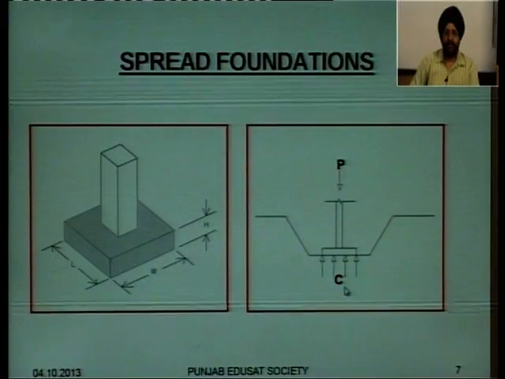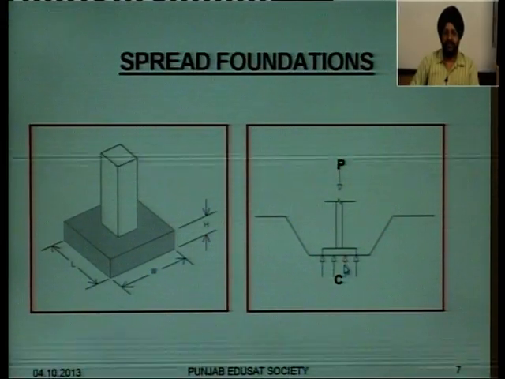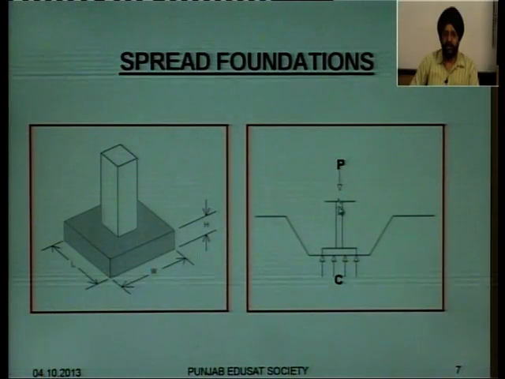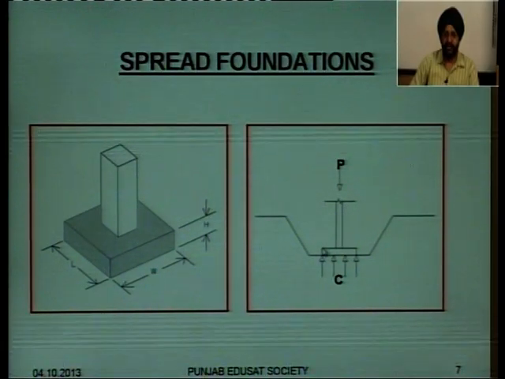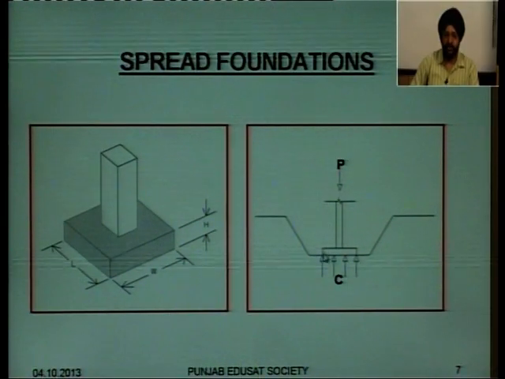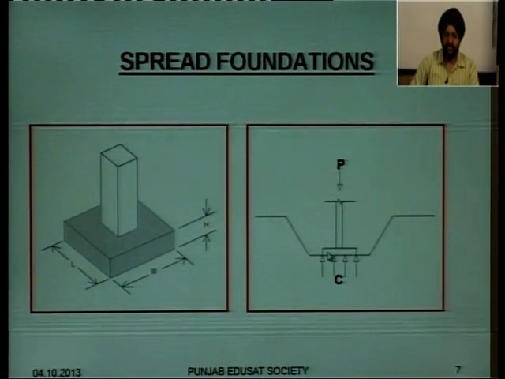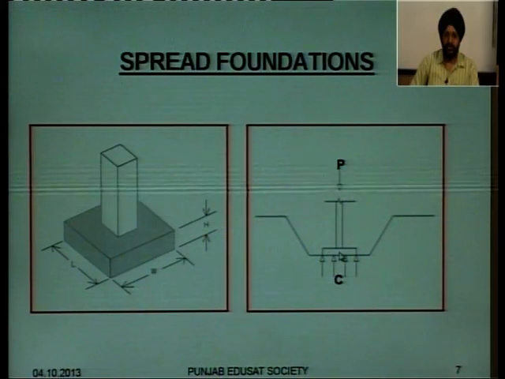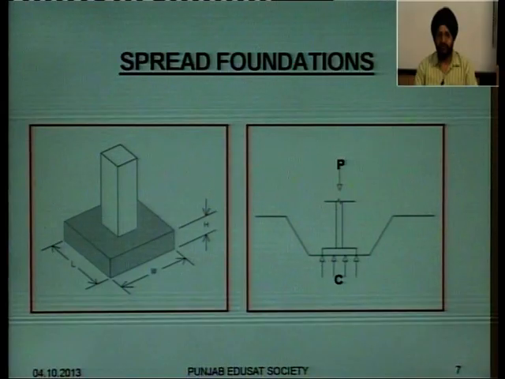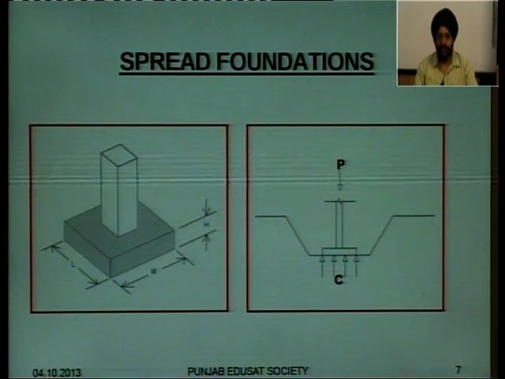In this particular diagram, this is the bearing capacity of the subsoil and this P is the load acting on this pier, so it is spread over a larger area. So this particular area is indicating the foundation part. You must have got the idea of spread foundations, how these foundations look.